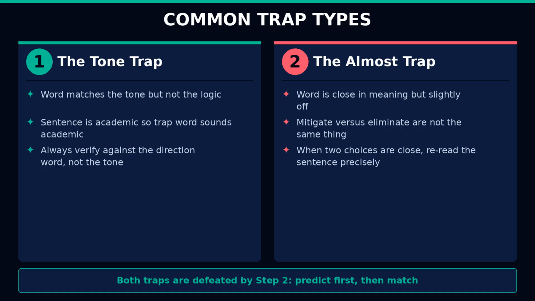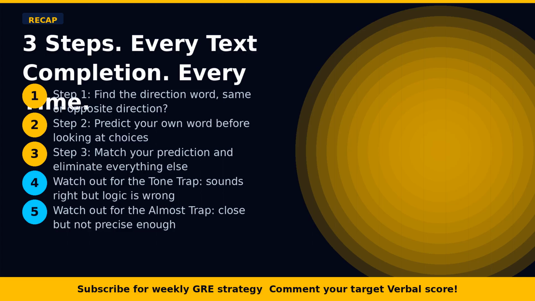Predict first, then match. Three steps. Find the direction word, predict before you peek, and match your prediction. That is the entire method. Use it on every single text completion: one blank, two blanks, or three blanks. The logic is always the same.